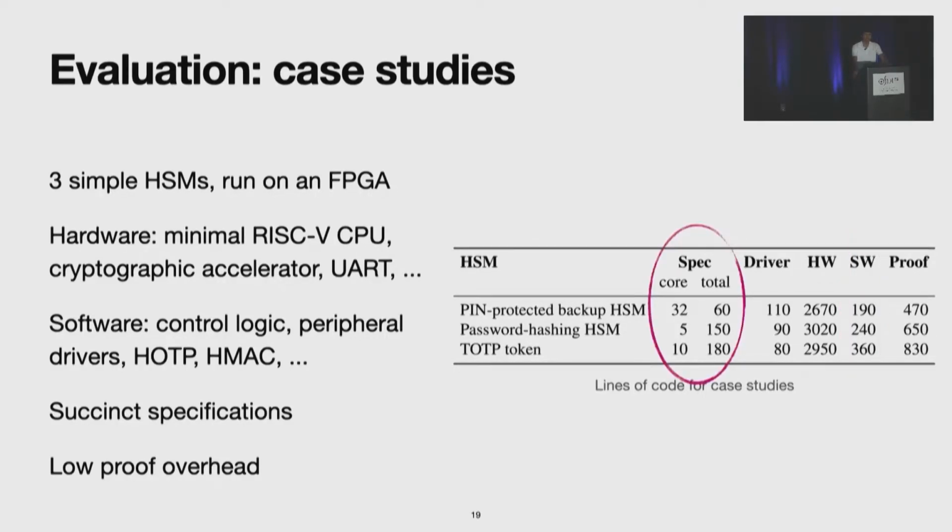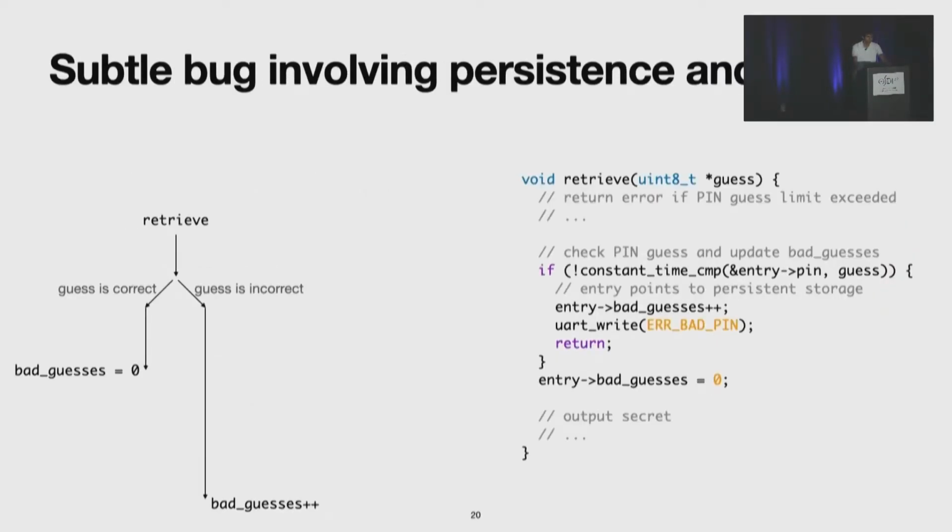We have really succinct specifications for these HSMs, and low proof overhead, less than 1 line of proof per line of code. But really, the core of our evaluation was showing that this approach catches bugs in the implementation. I can't go through all the bugs we found right now, so see the paper for those. But I'm going to go through one really interesting one. This example touches on hardware, software, persistence, and timing. It's a really subtle bug.